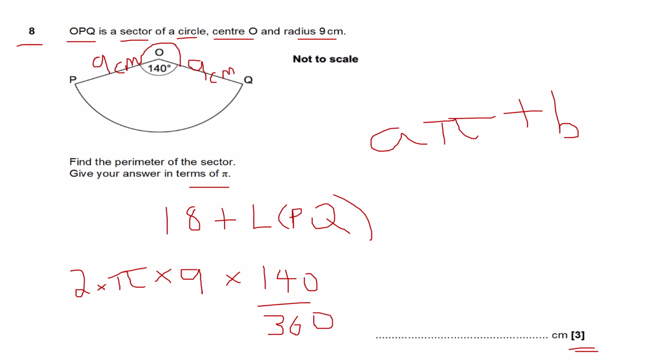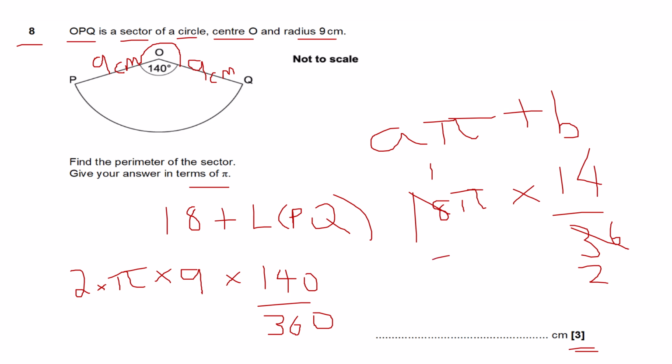Let's simplify this. 2 times 9 makes 18. So I'm going to have 18 pi, and then I'm going to times that by 14 over 36. Knock off the 0 with the pi there. So divide top and bottom by 18. That goes to 1, that goes to 2. So I have 1 pi, or pi times 14 halves. When I do this, I get 7 pi, because 14 divided by 2 makes 7. 7 times pi makes 7 pi.